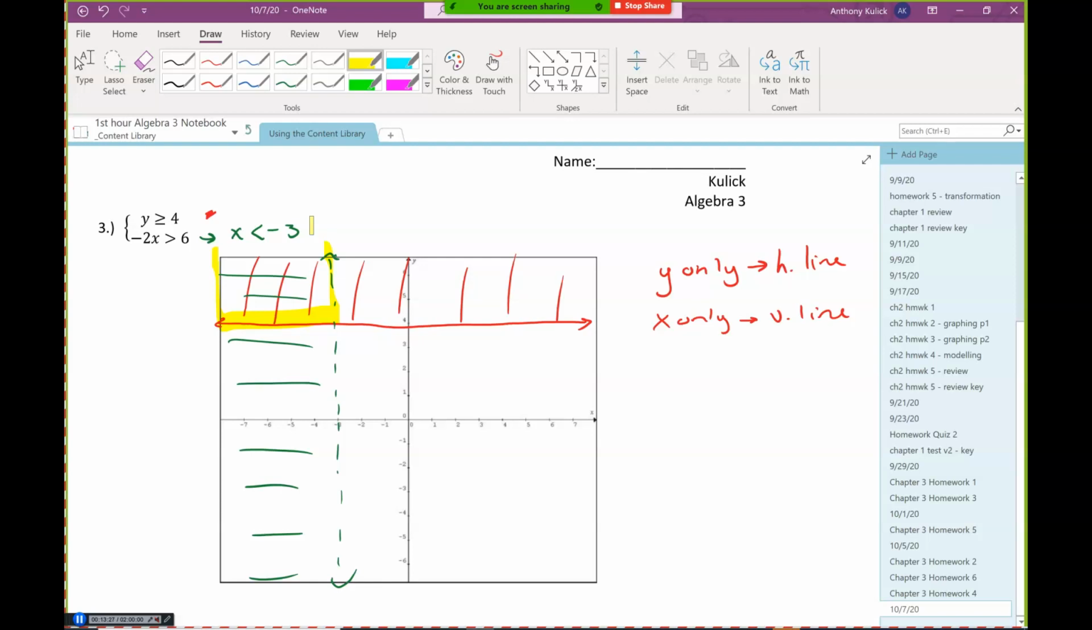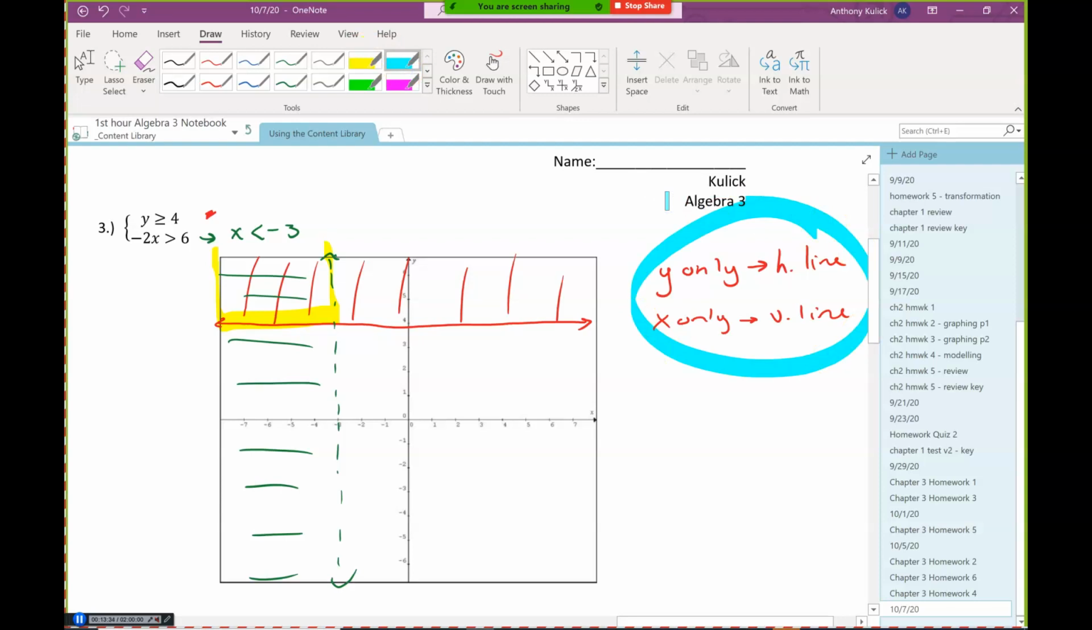Perfect. Makes sense. Good. So again, this was the remembering that key from Algebra 1 or geometry. You probably talked about it even last year in geometry, but it's easy to kind of forget what to do with that. But that's the gist of it.